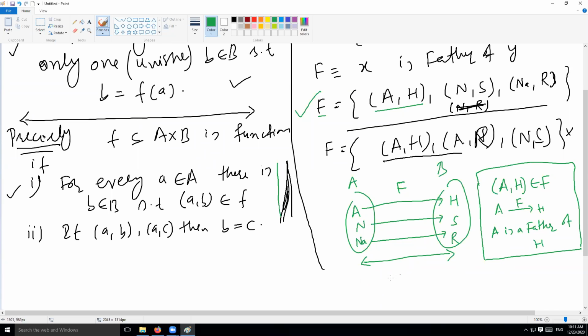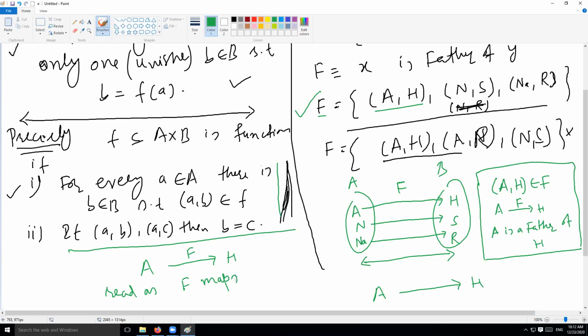By the way, whenever I say that A arrow H, how do you have to read it? I'm going to read it as F maps A to H. So the relationship F maps A to H, the relationship F maps N to S, the relationship F maps Naseem to Rais. Do you understand? Okay? So someone was asking some question.